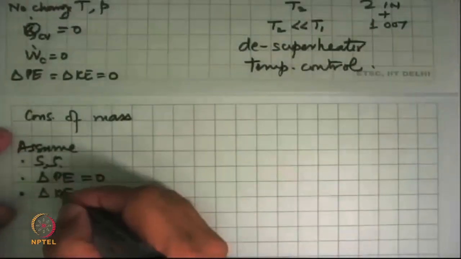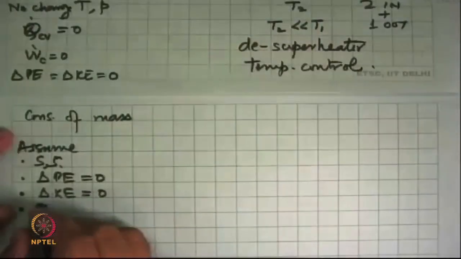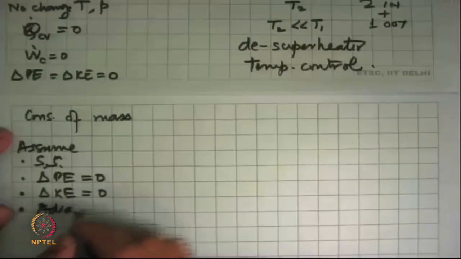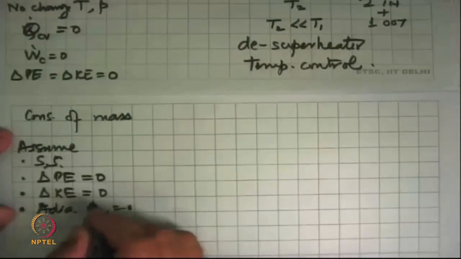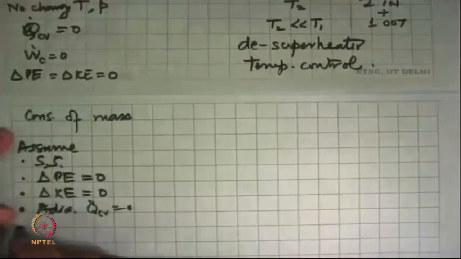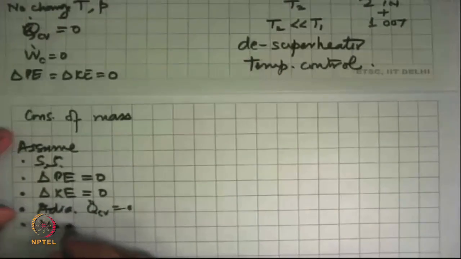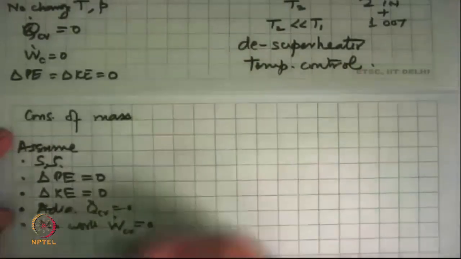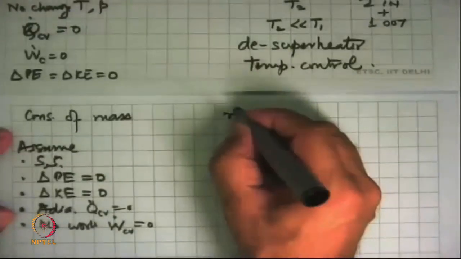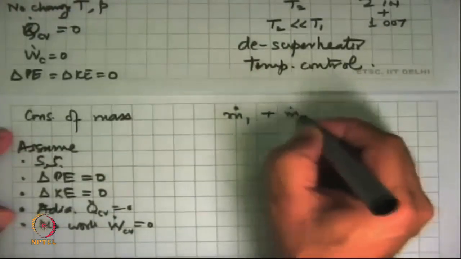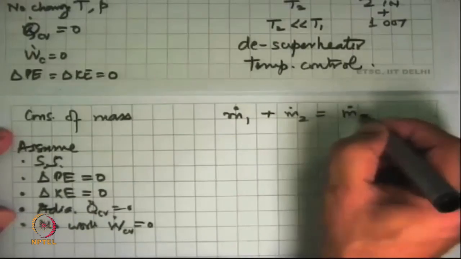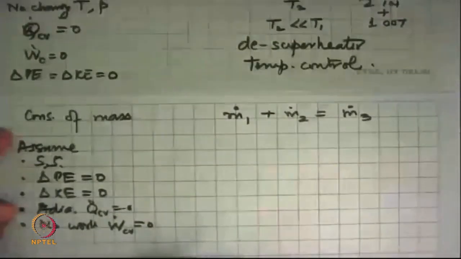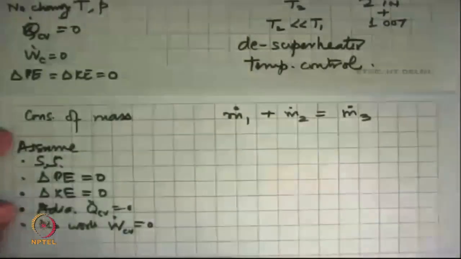And there is no heat transfer to it. This whole device is insulated, which means that this is adiabatic: Q dot CV equals 0, and there is no work or pumping happening, so W dot CV equals 0. With all these assumptions, conservation of mass tells us that m dot 1 plus m dot 2 will be equal to m dot 3. So the mass flow rate has increased a little bit.